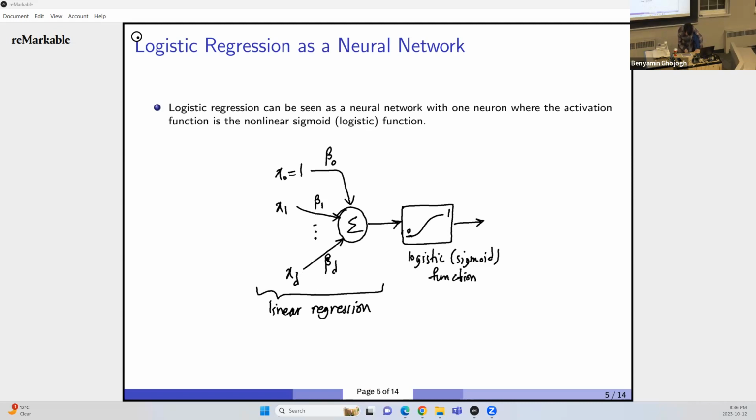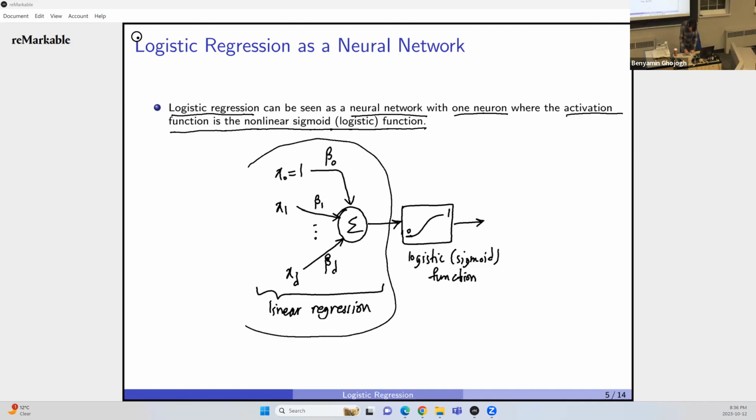This logistic regression can be seen as a neural network with one neuron, where the activation function is a nonlinear sigmoid or logistic function. Why? So what do I have here? This part is just linear regression, modeling beta transpose x, or beta transpose x plus beta 0.